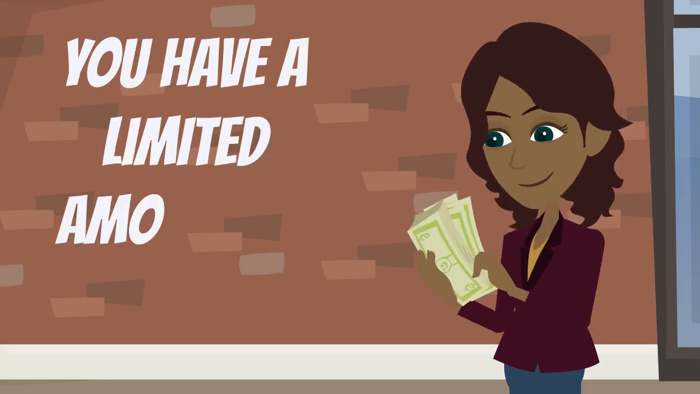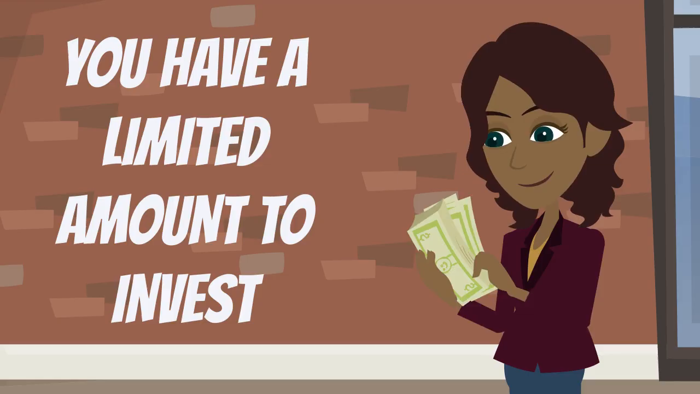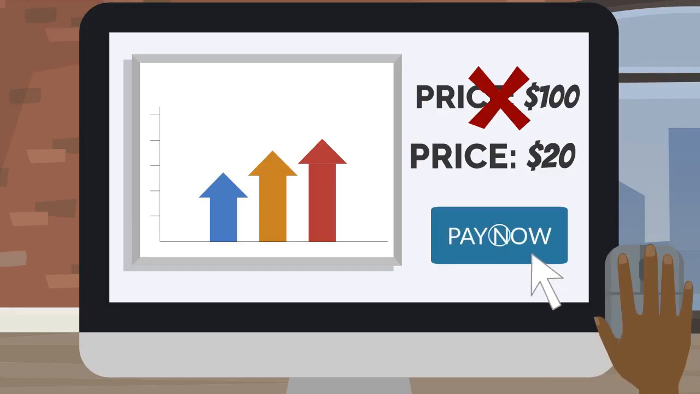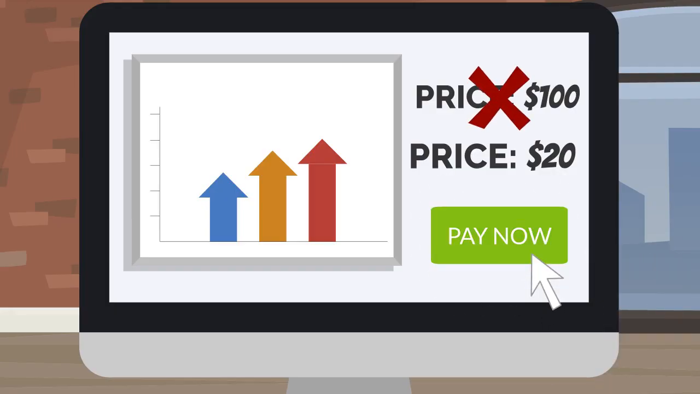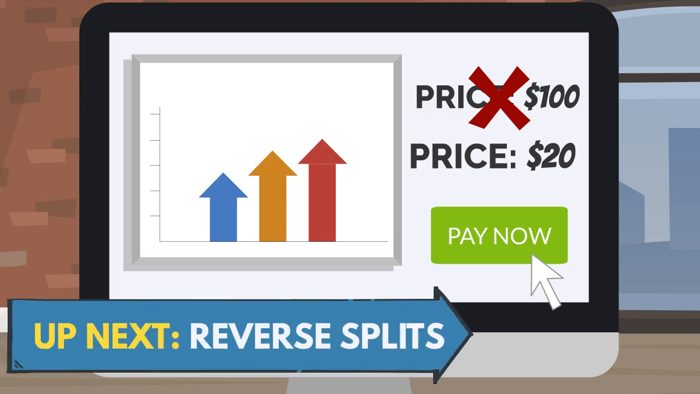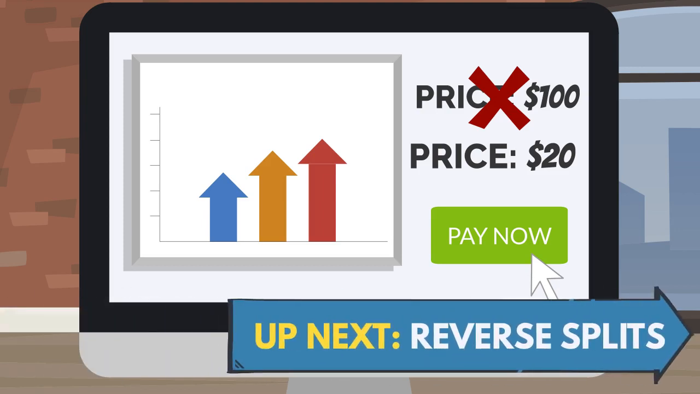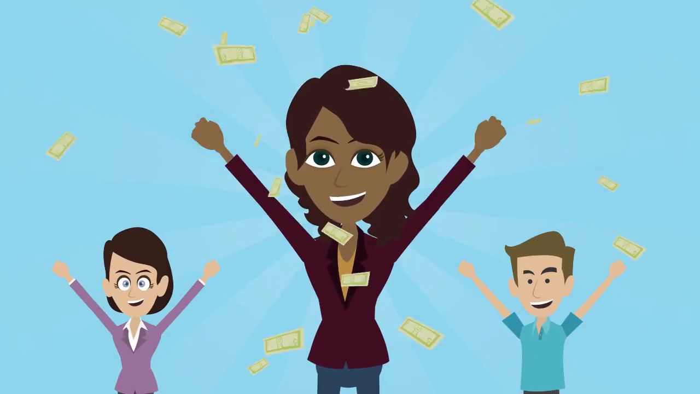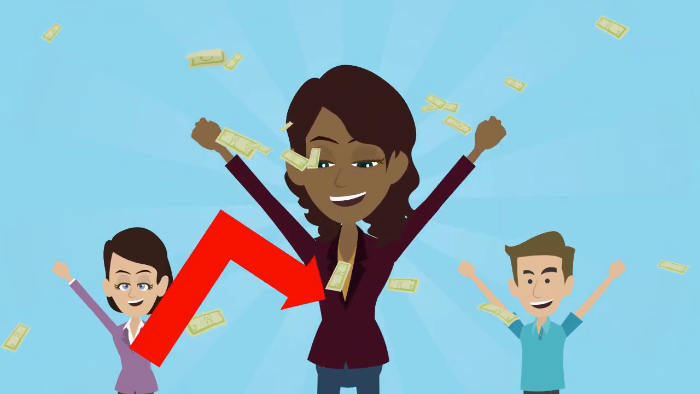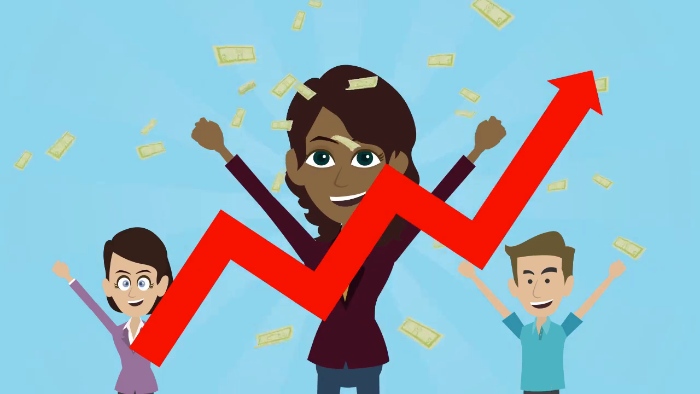If you only had $5,000 or $10,000 to invest, you might be more willing to invest in a company whose stock is trading at $20 versus a company whose share price is currently sitting at $100. In contrast to reverse splits, which we will be covering next, stock splits are usually viewed as being positive and can even drive prices upwards even if it's just in the short term.